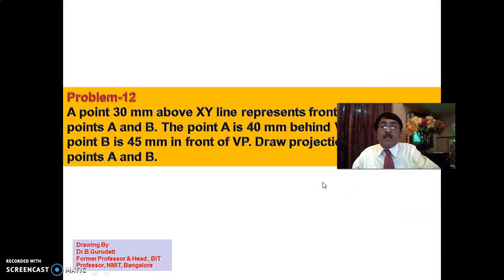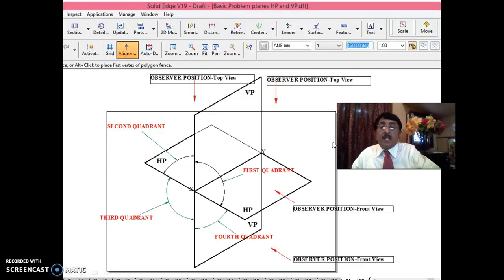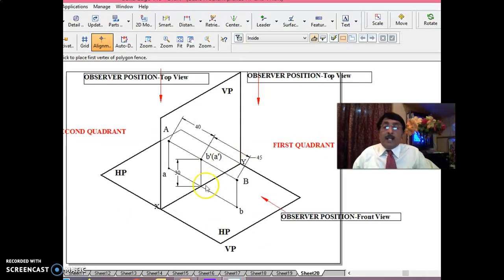The point 30 mm above XY line represents the frontier of 2 points A and B. In that way, this is 30 mm. That means B is 30 mm above HP, and A is also 30 mm above HP. That means when you see the frontier from here, it should be B dash bracket A dash only, because B is nearer and A is away. Then what is the problem? The only problem is the frontier has already been drawn, that is, 30 mm above XY line.